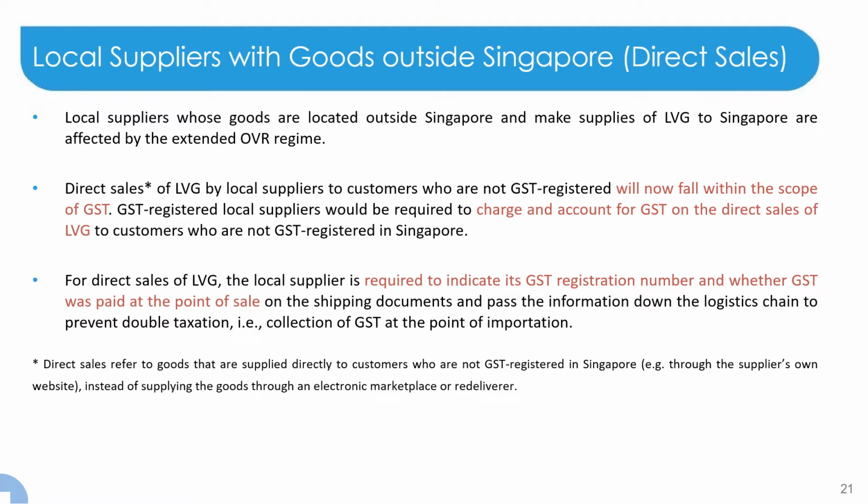For direct sales of LVG, the local supplier is required to indicate its GST registration number and whether GST was paid at the point of sale on the shipping documents and pass the information down the logistics chain to prevent the collection of GST again at the point of importation.